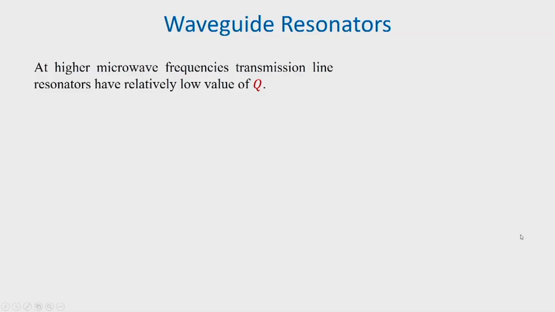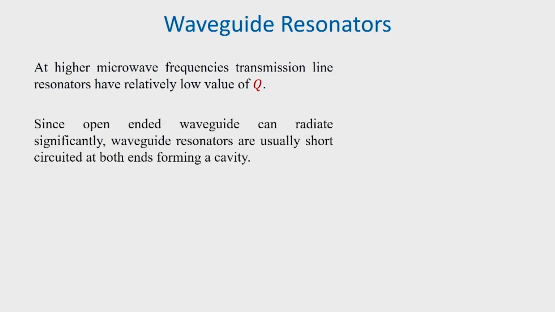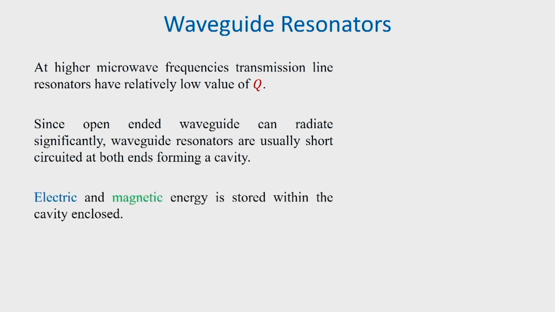We have seen different types of transmission line resonators. Let us now consider waveguide resonators. At higher microwave frequencies, the transmission line resonators have relatively low value of Q. Since open-ended waveguide can radiate significantly, waveguide resonators are usually short-circuited at both ends, forming a cavity. Electric and magnetic energy is stored within the cavity.